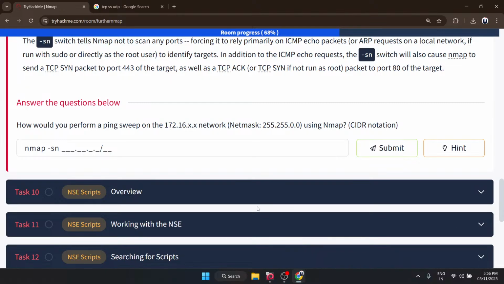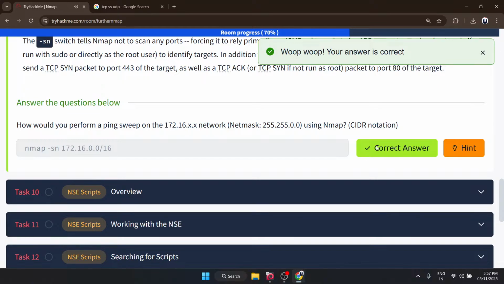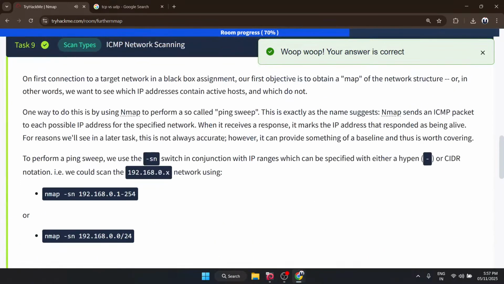But the one I just did was of class C. Now this is of class B. What will I do for that? Yes, 16 will be the CIDR mask. So I will simply put it like 172.16.0.0. Why 0.0 over here? Because we are giving the network address. And after this /16. Okay, now it's done.